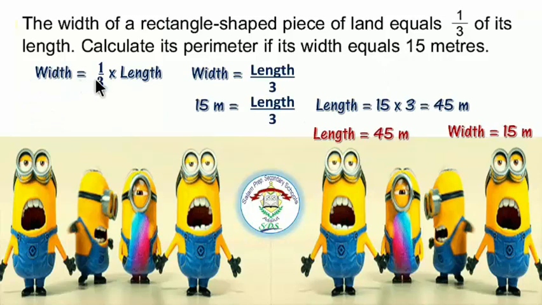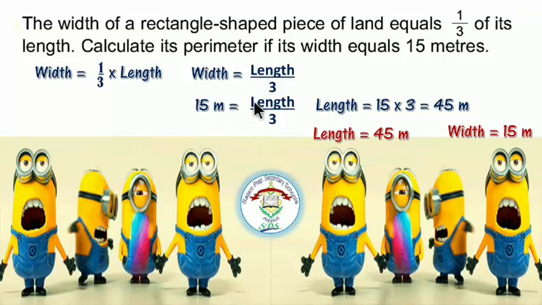Width equals a third of length. Third means 1/3. Width equals length divided by 3. Width equals 15 meters equals length, which is required, divided by 3. If we want the length, we inverse the sign from divided to times.